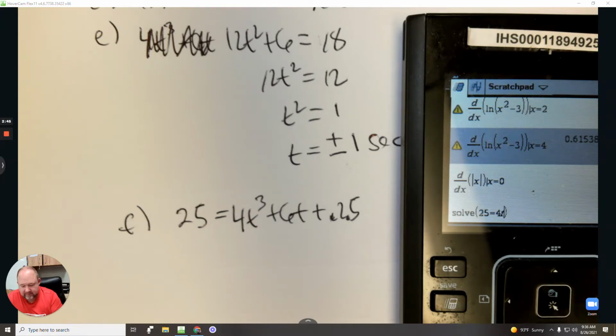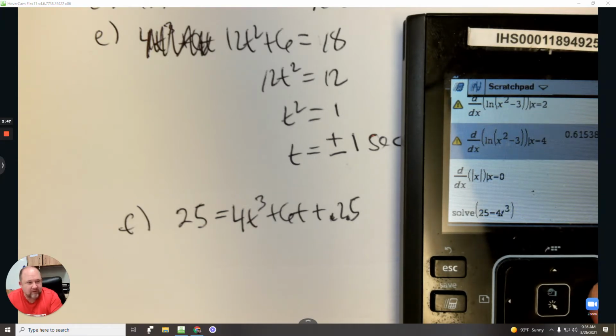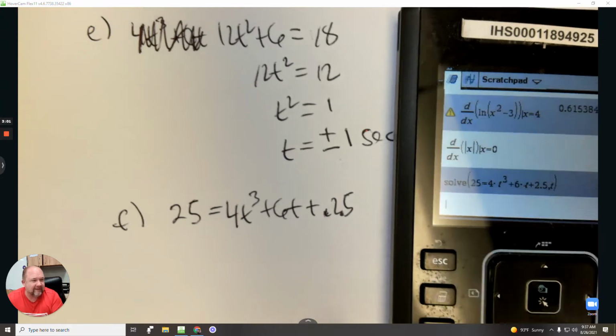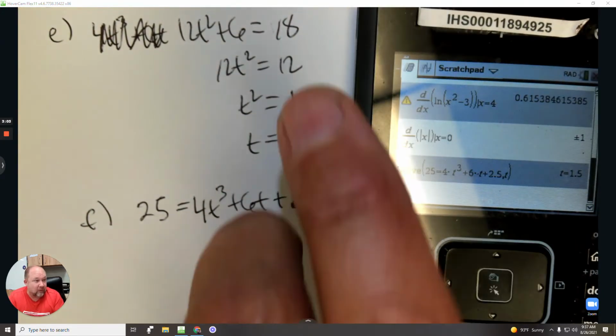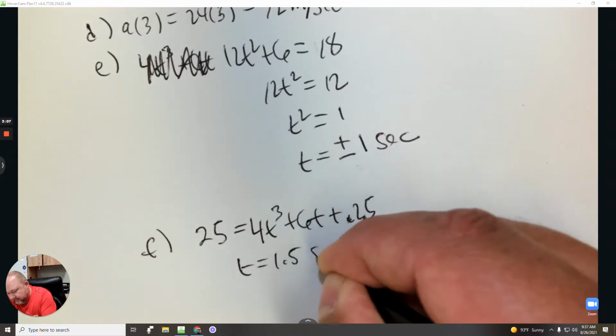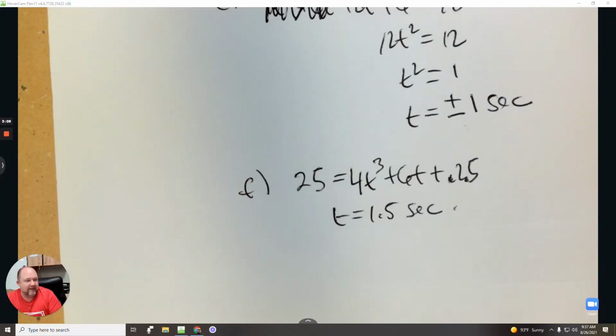Oops, let's try that again. So 4t cubed plus 6t plus 2.5. Now make sure you go comma t. That tells the calculator to solve for t. And then you get the answer, which is 1.5. So at 1.5 seconds, the velocity is 25.